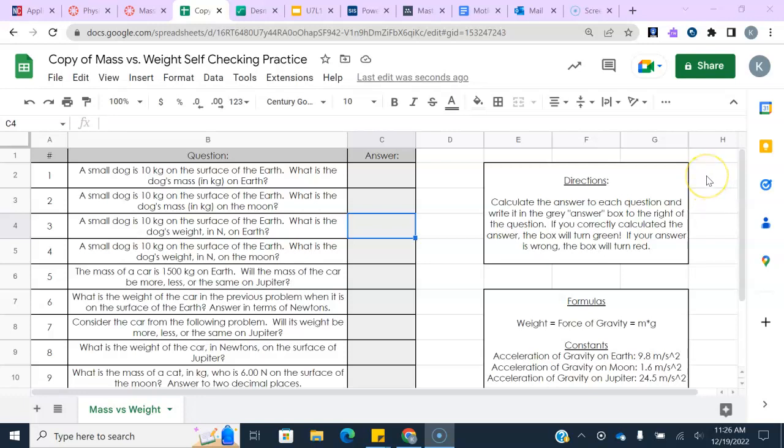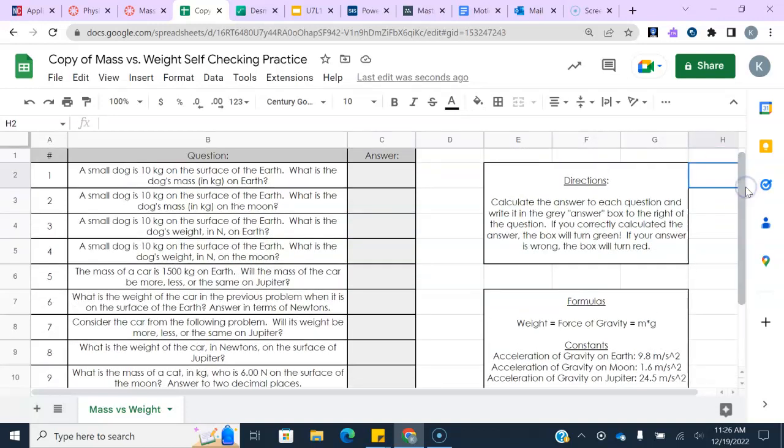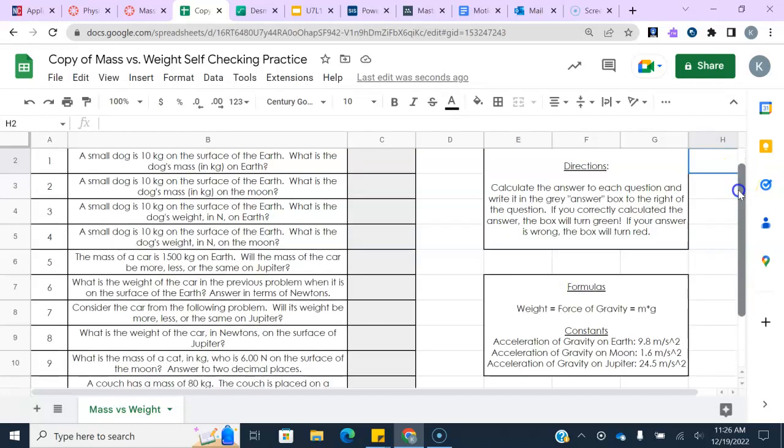Hey guys, so today we are working on some mass versus weight calculation problems. It's only 10 questions, it's not a ton, and this is another example of a self-grading assignment. So when you type in the correct answer, this box will turn green. Of course, I'm going to do a few examples here for you, but I just wanted to point out something.